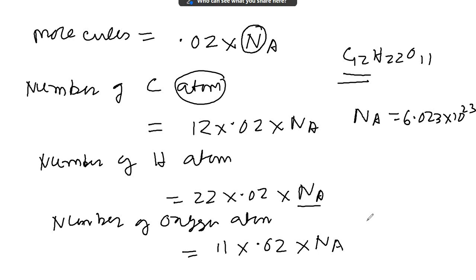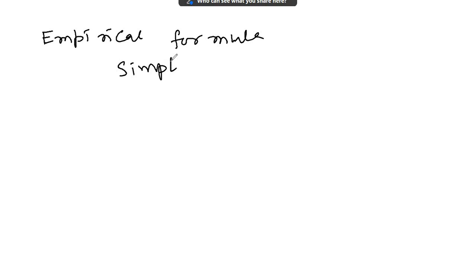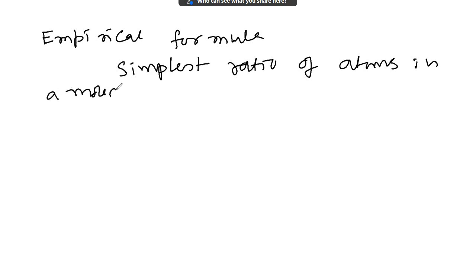Empirical formula and molecular formula. See, empirical formula is, in Bengali, sthul sanket. The simplest ratio of atoms in a molecule is called empirical formula.